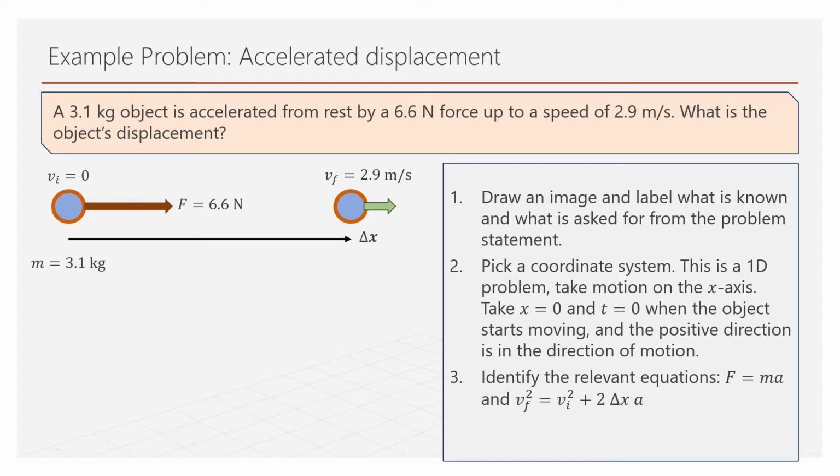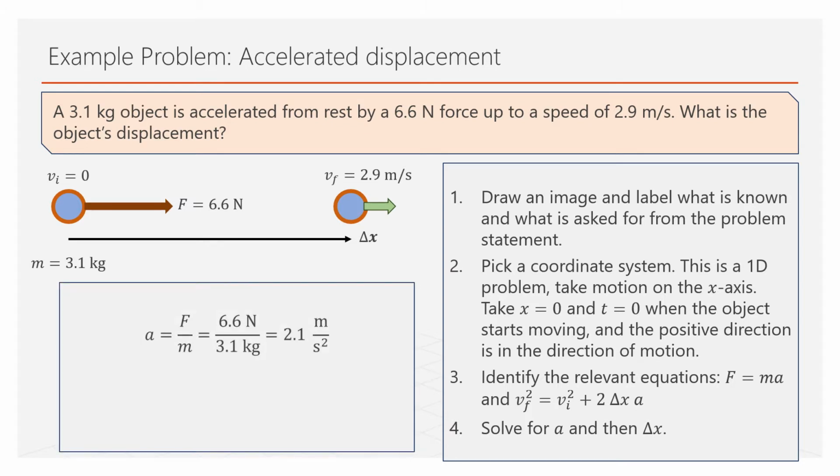Now we need to identify the relevant equations. For this problem, Newton's second law, F equals ma, will be relevant, and the last kinematic equation, v sub f squared equals v sub i squared plus 2a delta x. Then we will use those equations to solve for the acceleration and then the displacement.